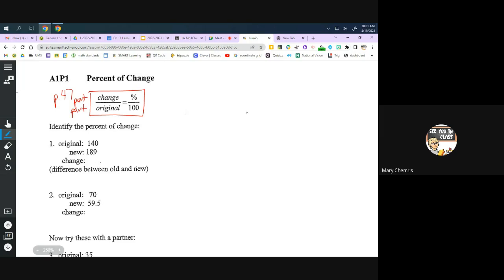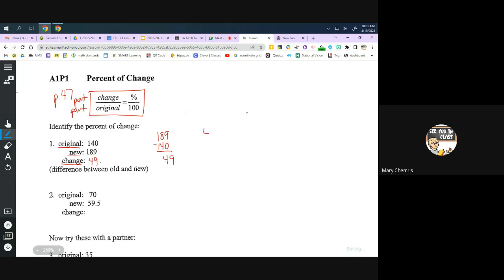Whenever you get the problem, if it's a word problem or if it's just given to you like this, you identify the original, you identify the new, and you figure out the change. The change is the difference between the old and the new. You always take the bigger number and subtract the smaller number. So this change is 49.